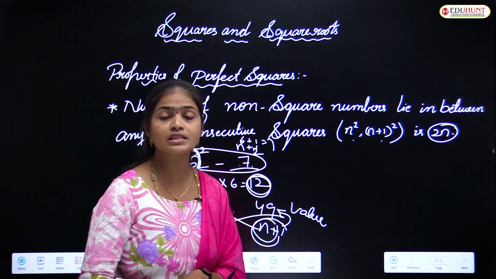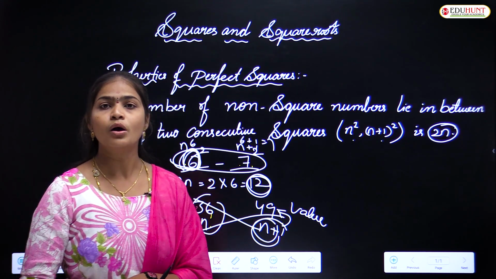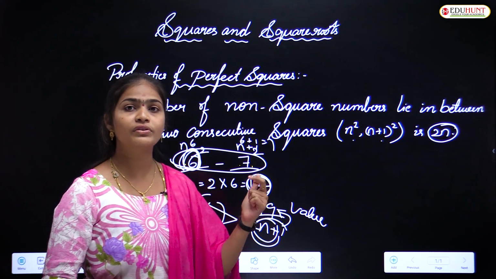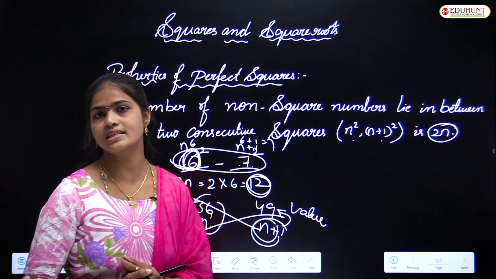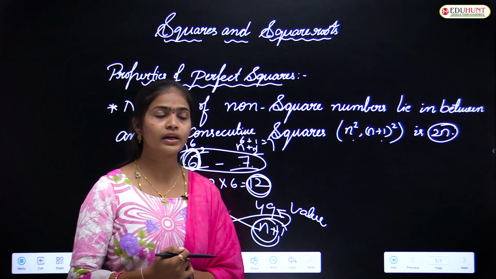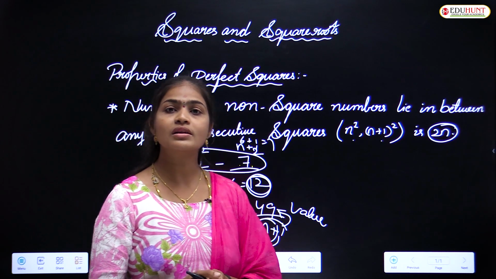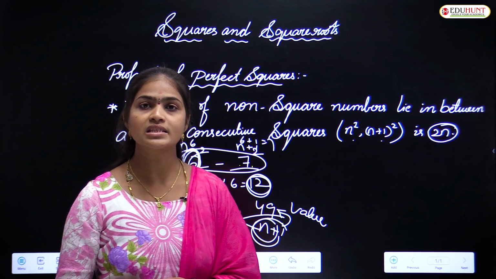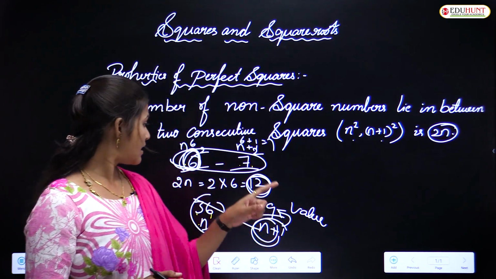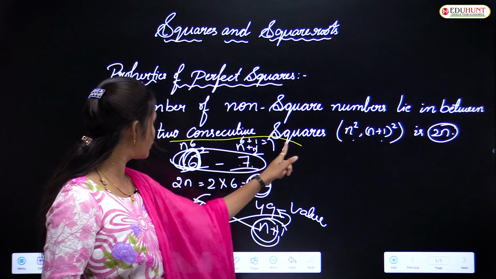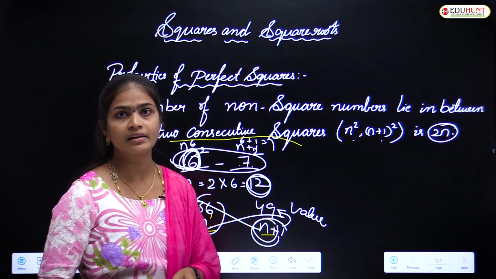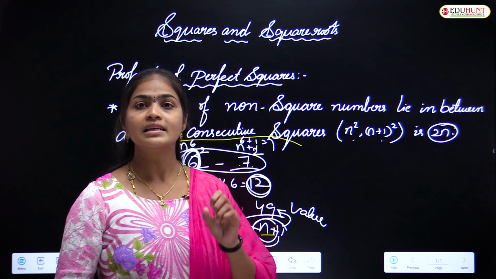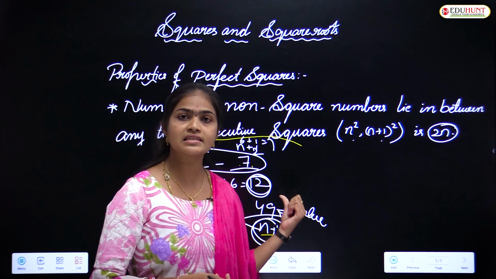Square of an odd number is always odd. Next, the square of a proper fraction is always smaller than the given fraction. Next, the number of non-square numbers that lie in between any two consecutive squares is 2n. So totally we have 6 properties in all. In this video we discussed these 3 points.